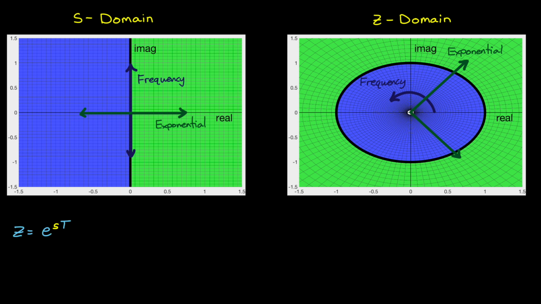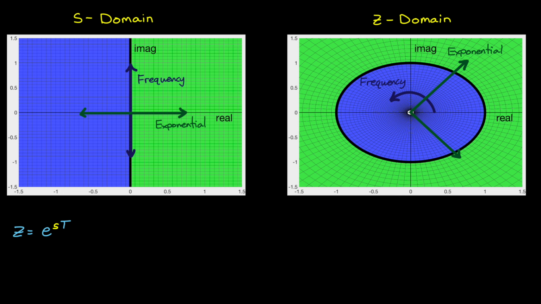z is equal to e to the st, where t is the sample time and s is a complex number representing the location in the s-plane. And when we perform this calculation, we get the corresponding point in the z-domain. But why does this equation turn a rectangular plot into a polar one?